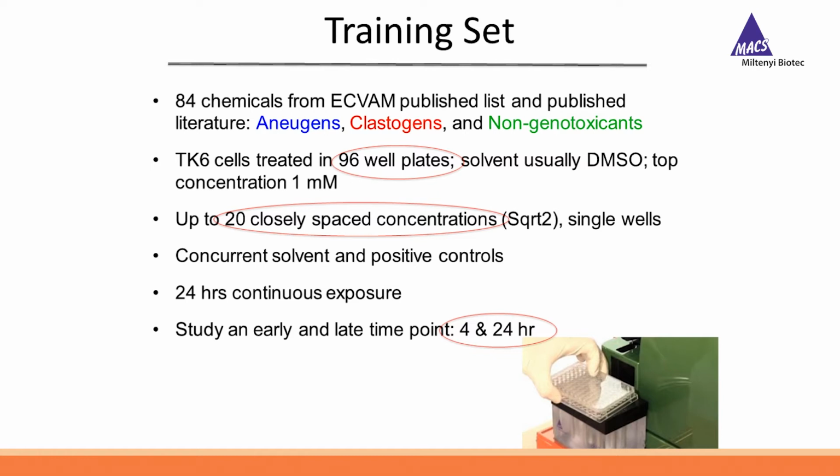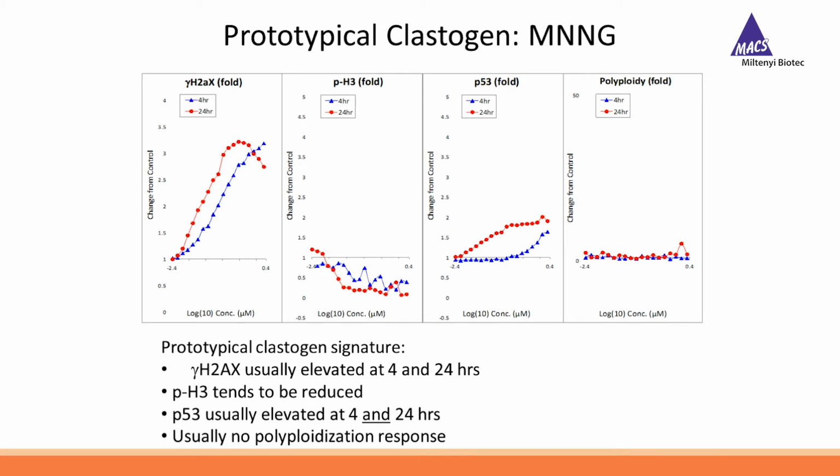We do a 24-hour continuous exposure, but we can actually go in and sample them at different time points. Since this is a suspension cell line, we're taking samples at 4 hours and 24 hours across the 96-well plate, across the 20 different closely spaced concentrations. This gives us an awful lot of information about the test articles that we're looking at.